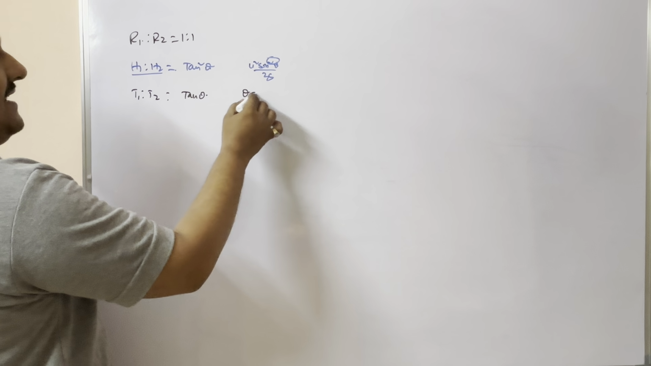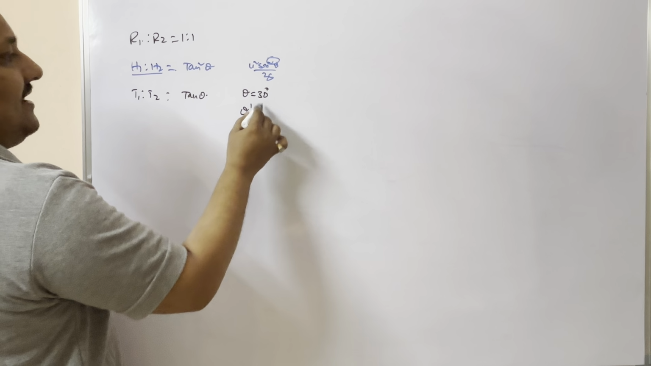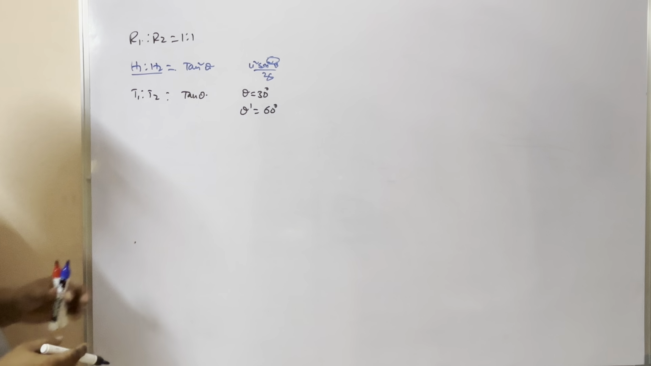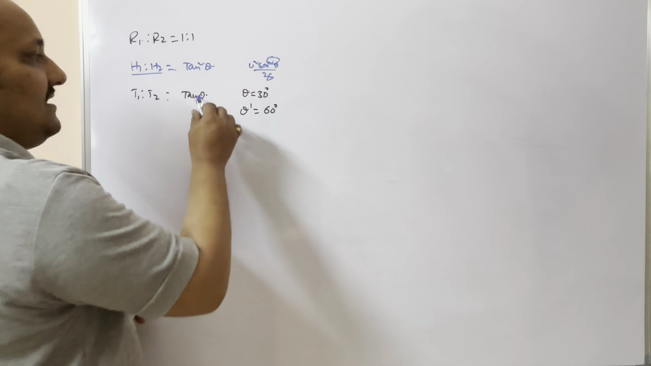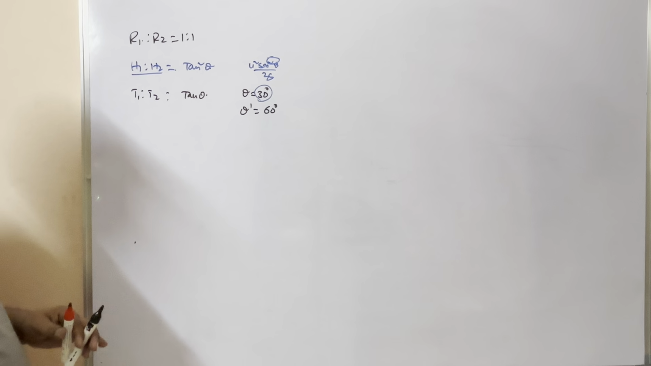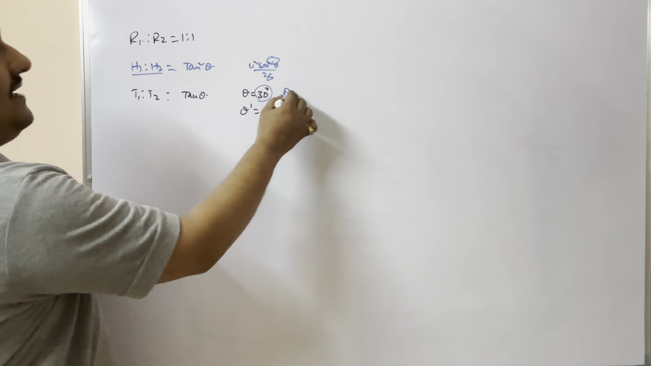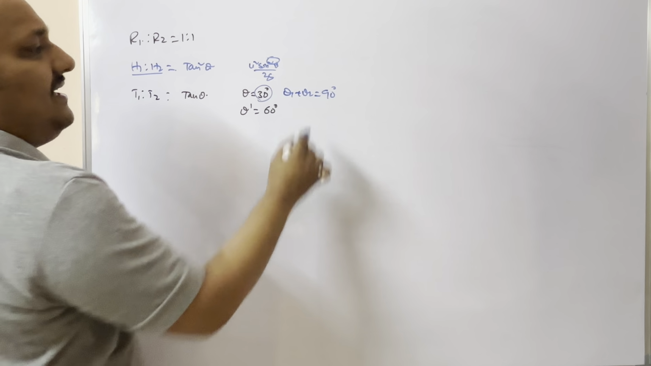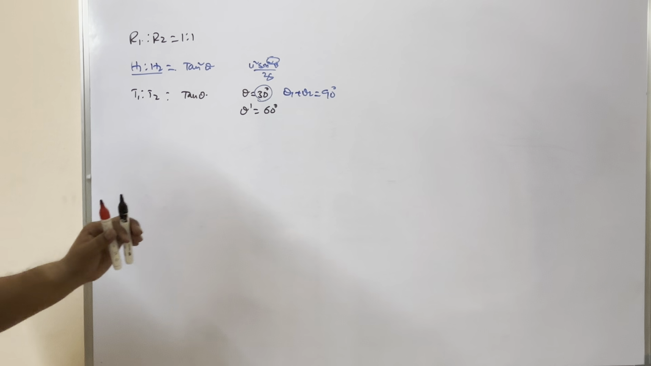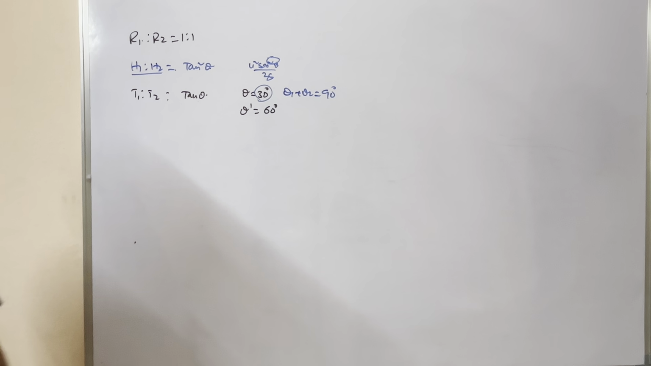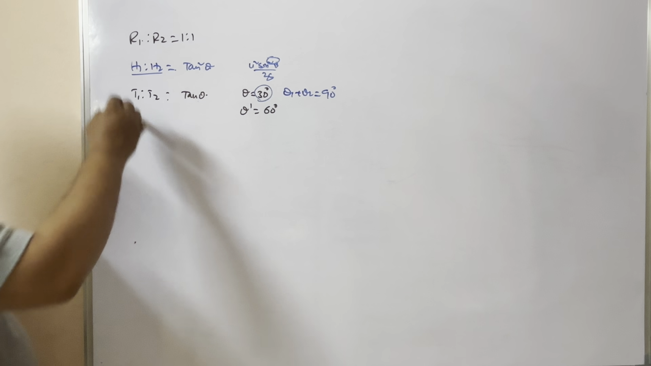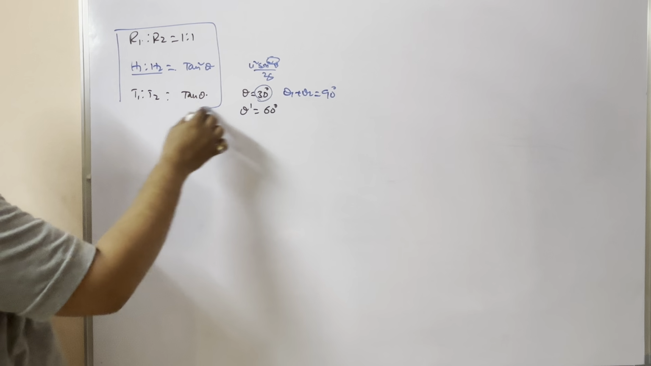Which theta should we take? Theta is 30 degrees, theta dash is 60 degrees. So the sum is going to be 90. Then which theta should you take? Always take theta as 30 degrees, because theta 1 plus theta 2 is going to be 90 degrees. Theta 2 is 90 minus 30. You should take this theta as 30 degrees for 30 and 60 degrees. This is about how they are going to get the maximum range.